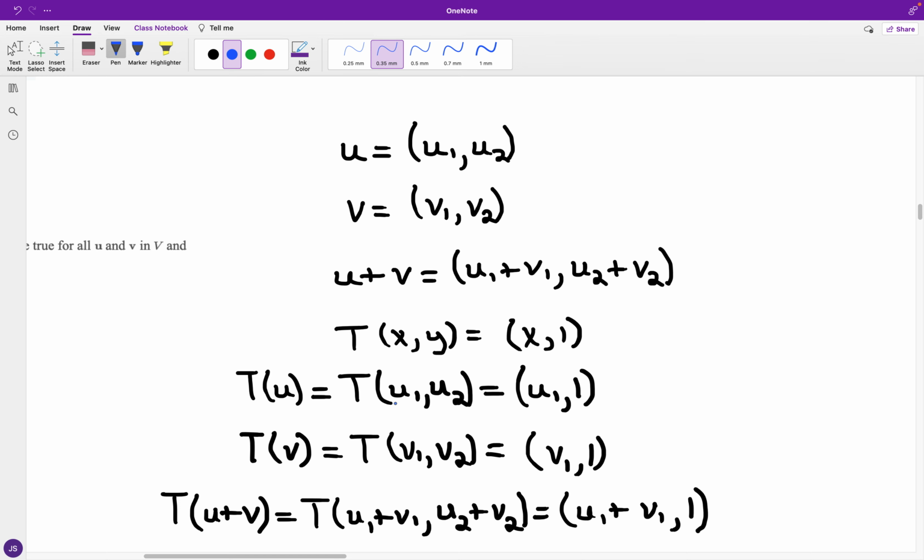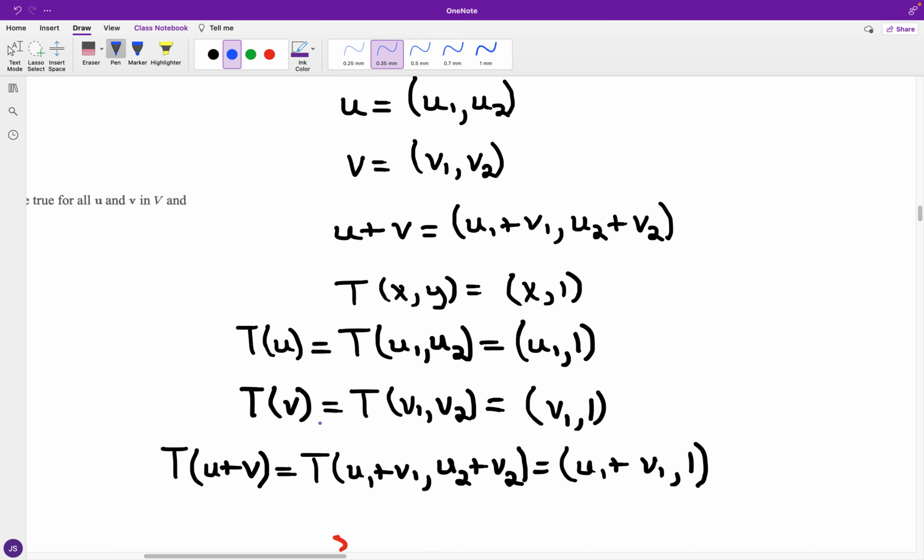So we can say that u sub 1 is mapped with x, u sub 2 with y. And so we have x goes to x, u sub 1 goes to u sub 1. But now as y is changed to 1, u sub 2 is changed to 1 in the transformation. Same thing for what we have for the transform of v.